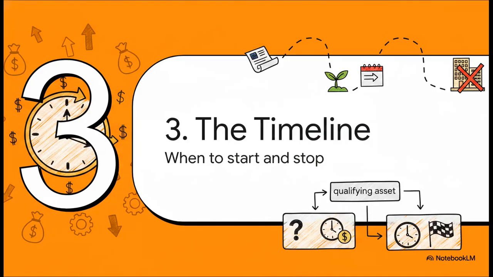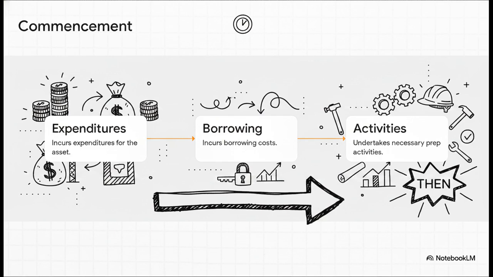All right, Section 3, the capitalization timeline. This covers your commencement, suspension, and cessation rules. You only start the clock when you hit specific triggers. Recognize when all of the following criteria are met. 1, if you incur expenditures for the asset. 2, if you incur borrowing costs. And 3, if you undertake necessary preparation activities. Then, and only then, do you commence capitalization. All 3 of these have to be happening simultaneously to start the clock.